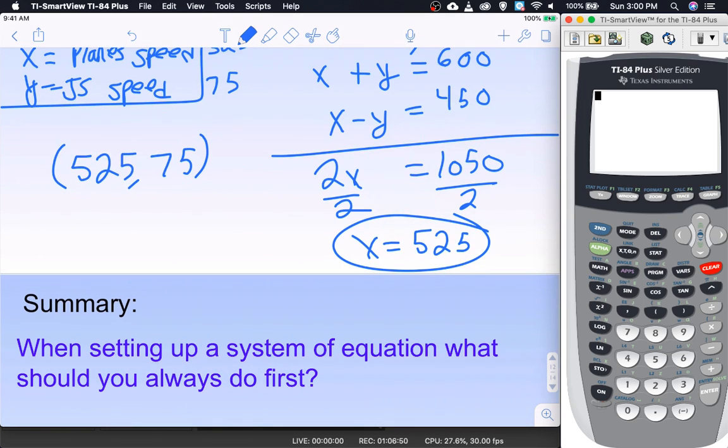Summary. When setting up a system of equations from a word problem, what should you always do first? I can think of two good answers. First, you should always define your variables. Make everybody aware, even yourself, what you're using for x and y. Let everybody know what they are. And the second thing would be to make sure your equations all fit the same theme. Like money plus money equals money. People plus people equals total people. Speed plus speed equals speed. That's very good as you're going through as well.